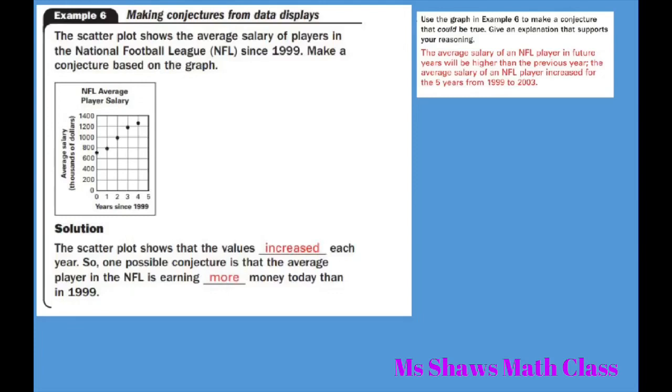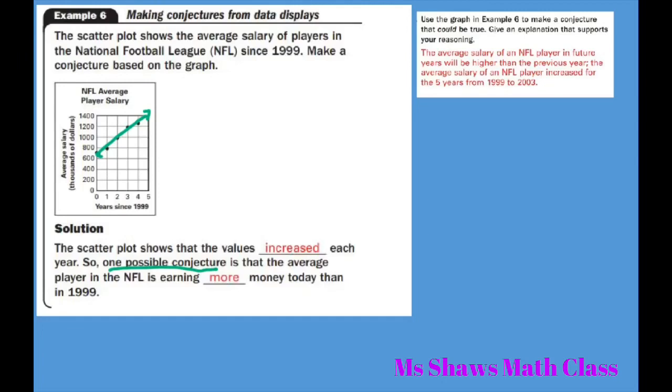And here is a scatter plot. You can look at it. It looks like when you do the best fit line, that it's always increasing, a positive correlation. So you could make a conjecture that the average player in the NFL is earning more money today than in 1999. That would be your conjecture.